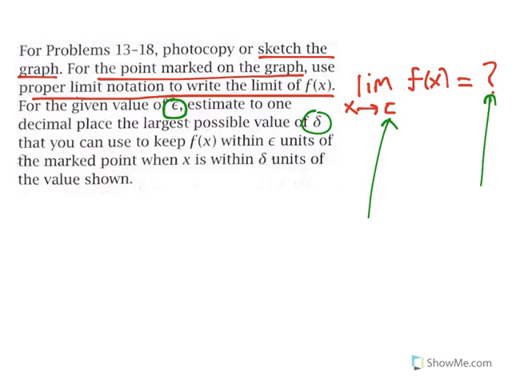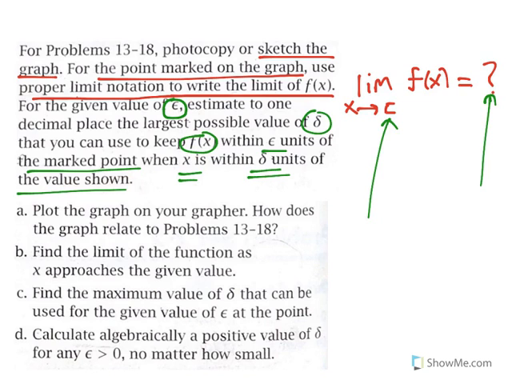So for the given value of epsilon, estimate to 1 decimal place the largest possible value of delta that you can use to keep the output values within epsilon units of the marked point, which would be the limit, whenever the input values are within delta units of the value shown. You will understand what that is when we look at our example. We will actually look at 2 examples.